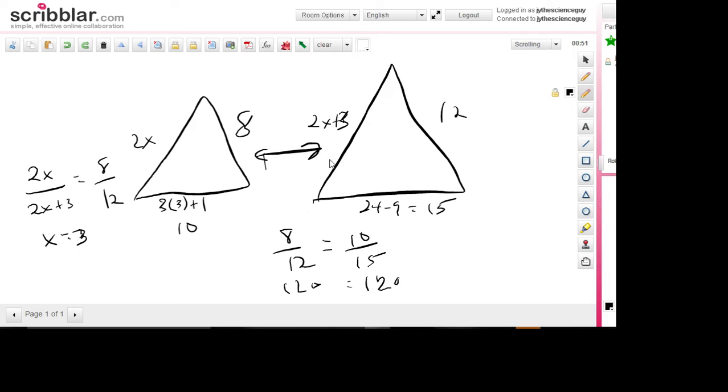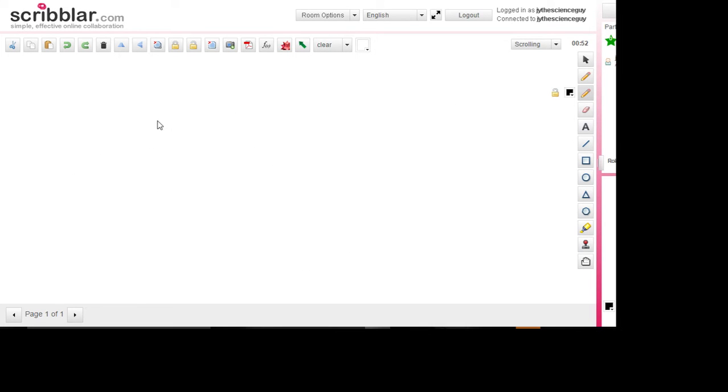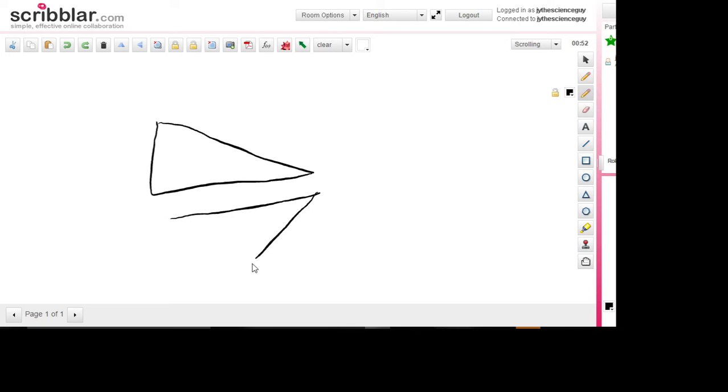I do want you to draw them separately. So your triangles are like, that's one, right? And that's the other one, right? This is x, and this is 4. And this is x plus 3, and this side is 6.